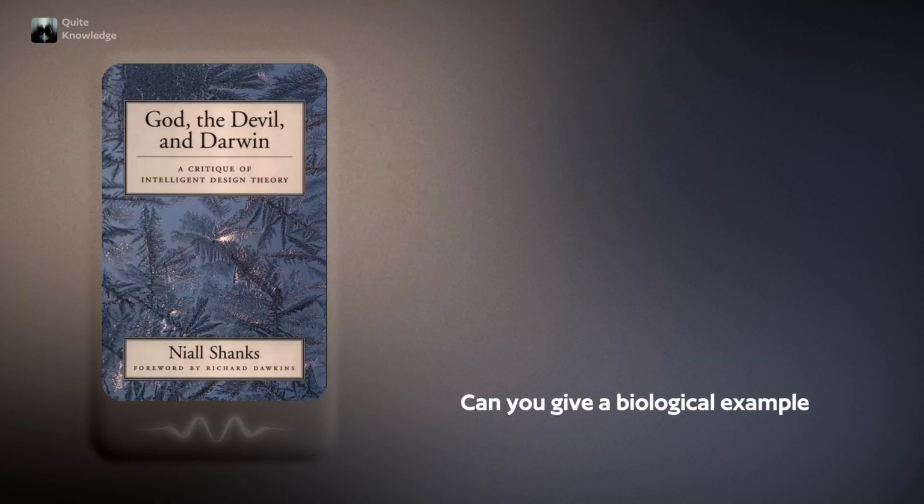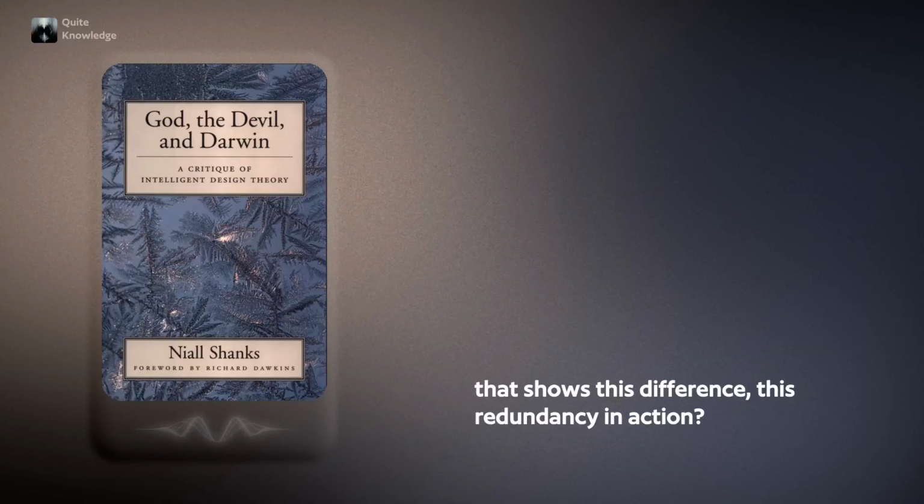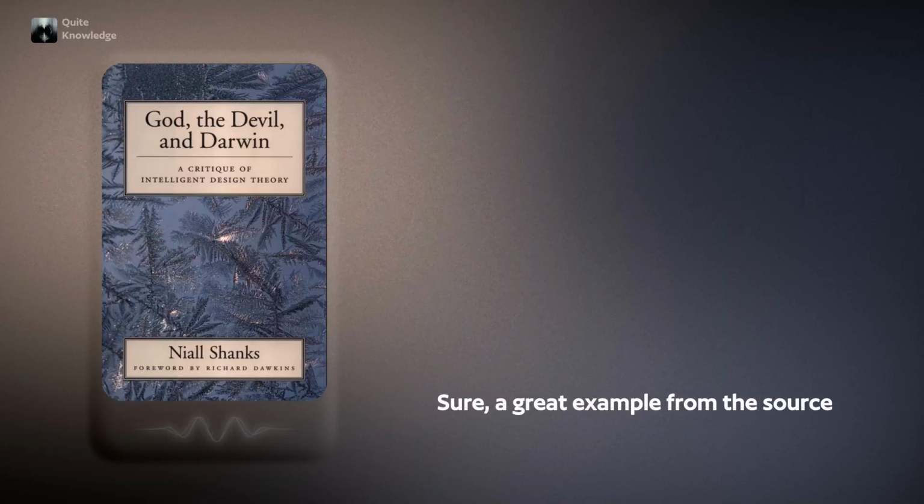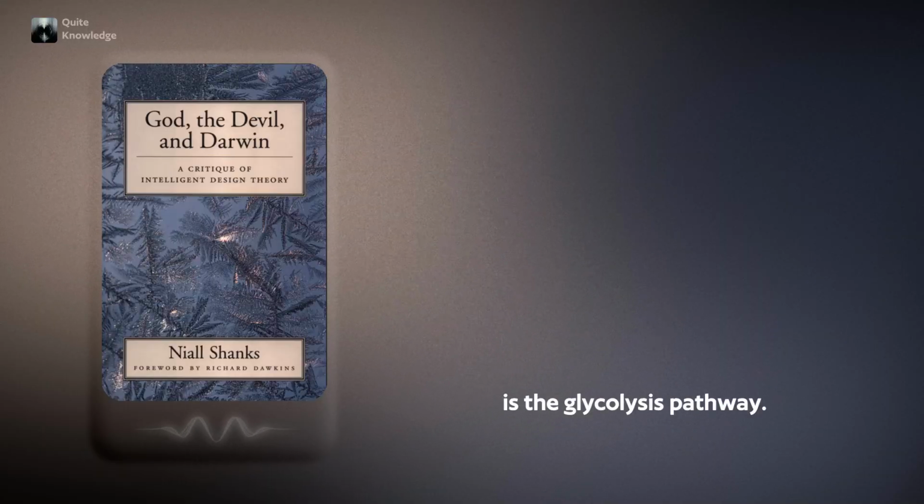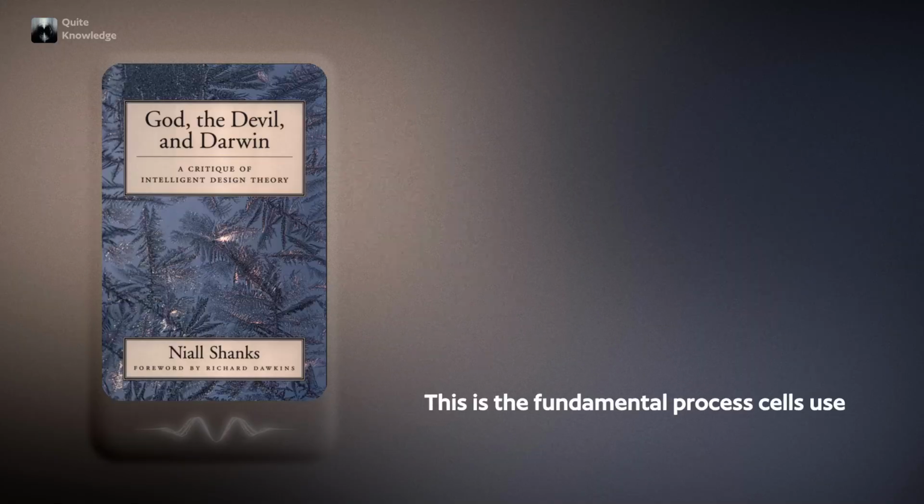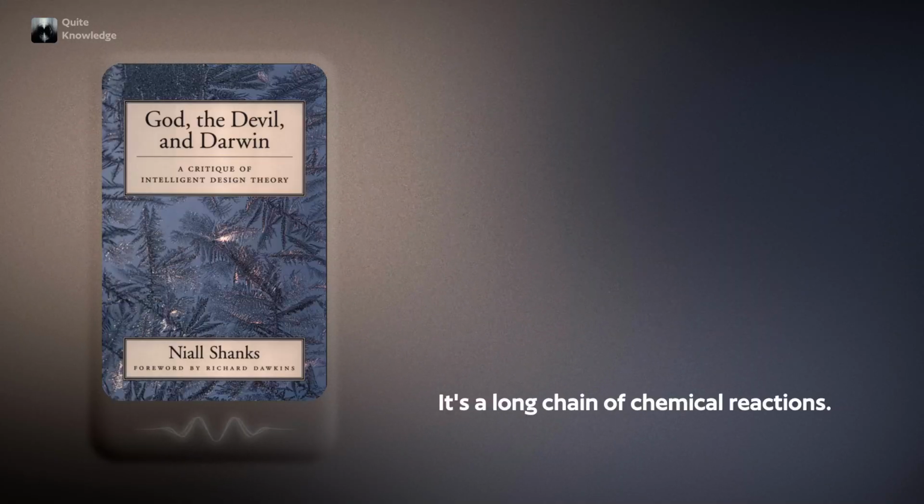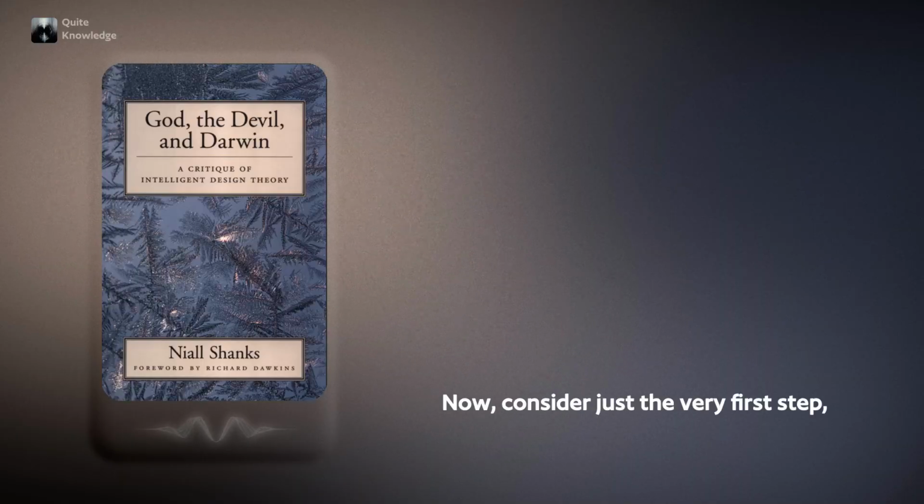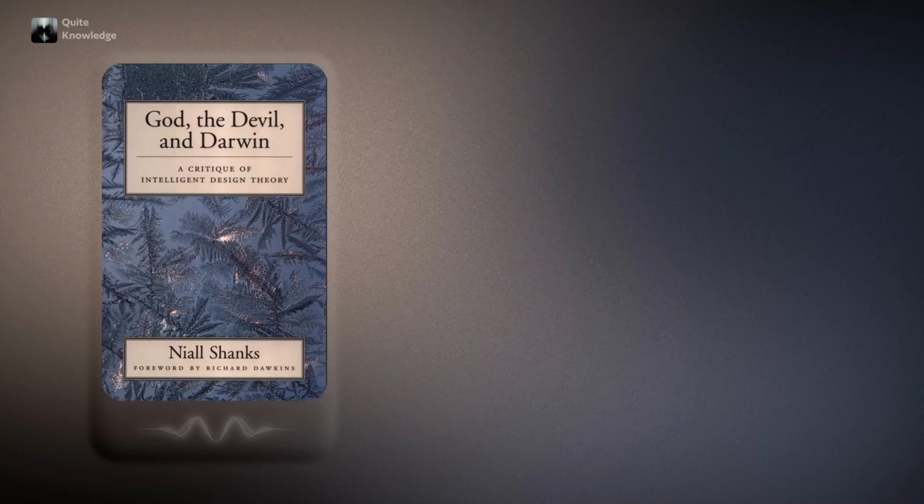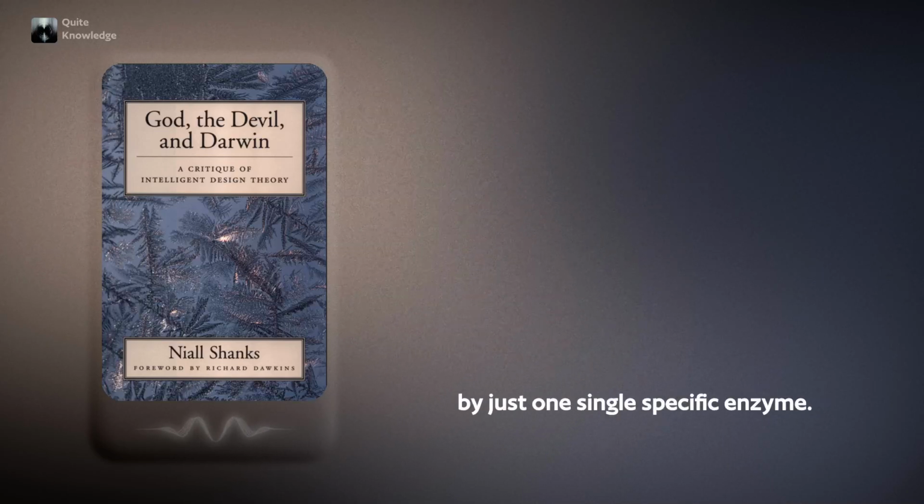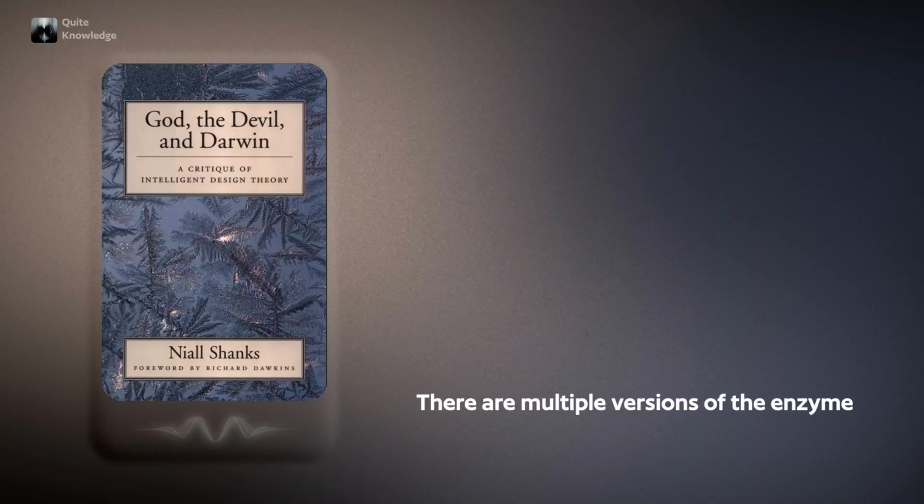Can you give a biological example that shows this difference, this redundancy in action? Sure, a great example from the source is the glycolysis pathway. This is the fundamental process cells use to get energy from glucose. It's a long chain of chemical reactions. Okay. Now, consider just the very first step, adding a phosphate group to glucose. In our tissues, this isn't done by just one single specific enzyme. There are multiple versions of the enzyme that can do this job.